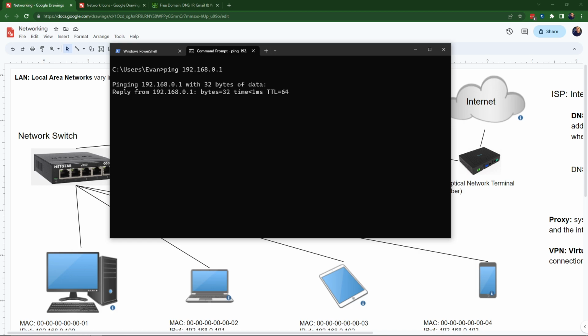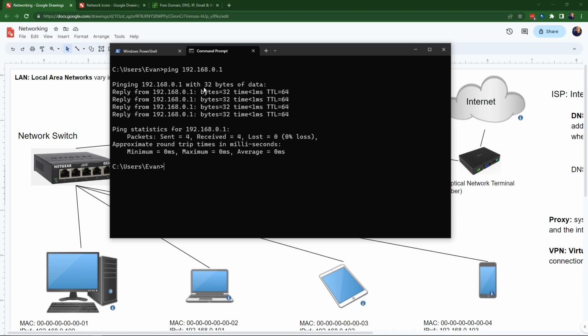192.168.0.1. And I'll ping it, and you'll see, all right. So it's sending 32 bytes of data, and it's getting a reply of 32 bytes in less than 1 millisecond. And it just sends 4 whenever I do this, and then it gives me a little response here. So it sent 4 packets of data, it received 4 back, and gives me an approximate time in milliseconds. So it seems like that is up.